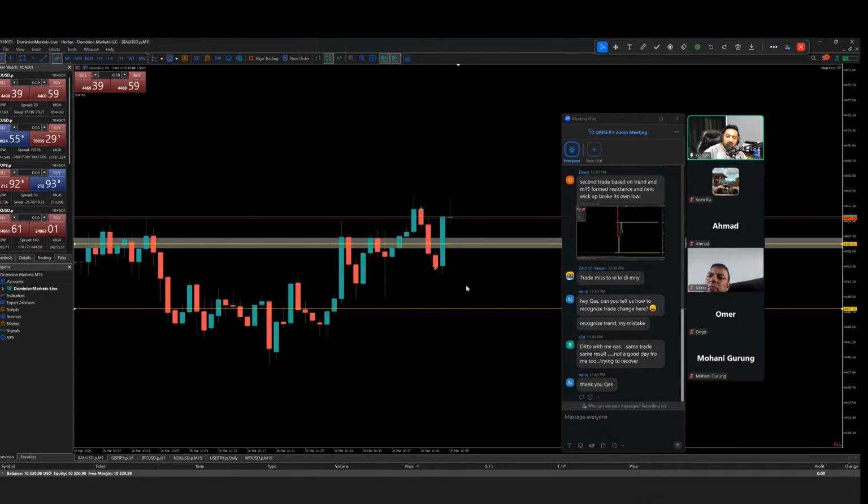So look at this one. It just took my SL here. See this one? It just came down to take my SL. Look at this one. It just tapped my SL and now it's back into my position area.